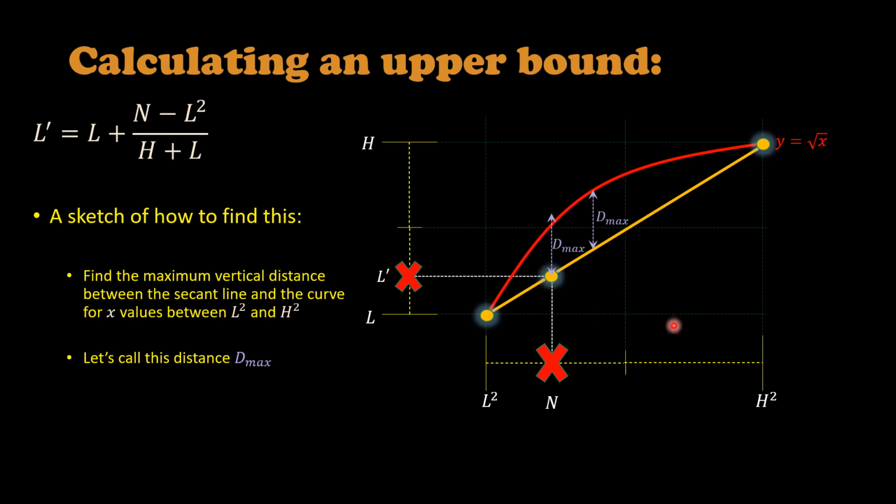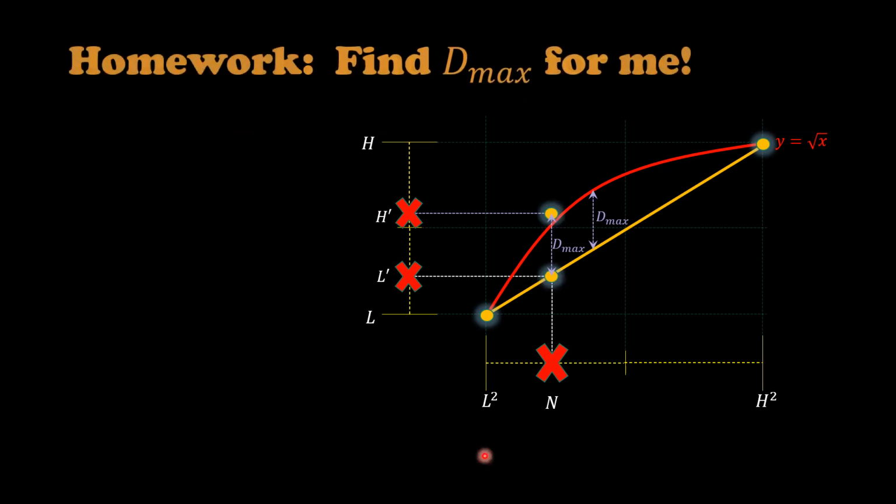Okay. So then the y coordinate at that point would be an upper bound. So that'll be our h prime, right? And so our h prime is whatever this distance d max is above L prime. So, all right, cool. All right, so that's what the secant method is.